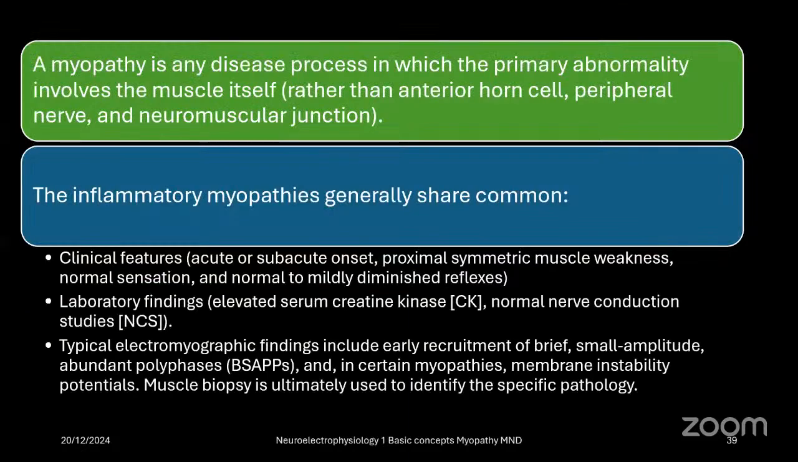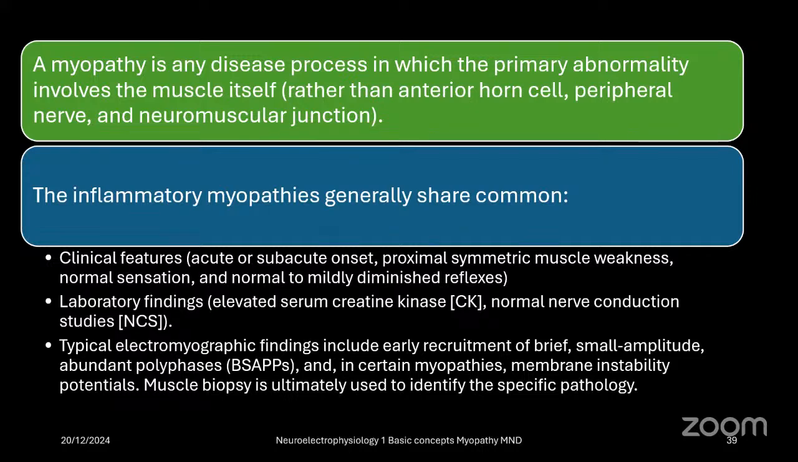So with this brief introduction, let's go on to the myopathy part. What is myopathy? We'll see briefly and name the myopathies and their electrophysiological features. A myopathy is any disease process in which the primary abnormality involves the muscle itself rather than the anterior horn cell, peripheral nerve, and neuromuscular junction.